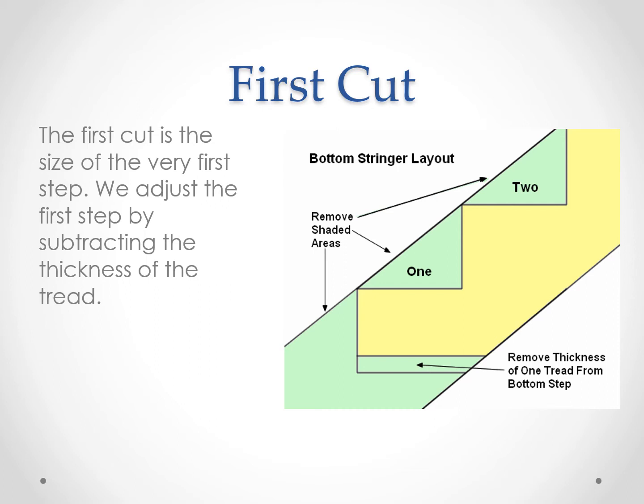Okay, let's take a look at first cut. First cut is the adjustment we make to the staircase to compensate for the fact that we're going to be adding a tread to the top of the stairs. Simply put, we're just going to take whatever the tread thickness is off the bottom of the first step.